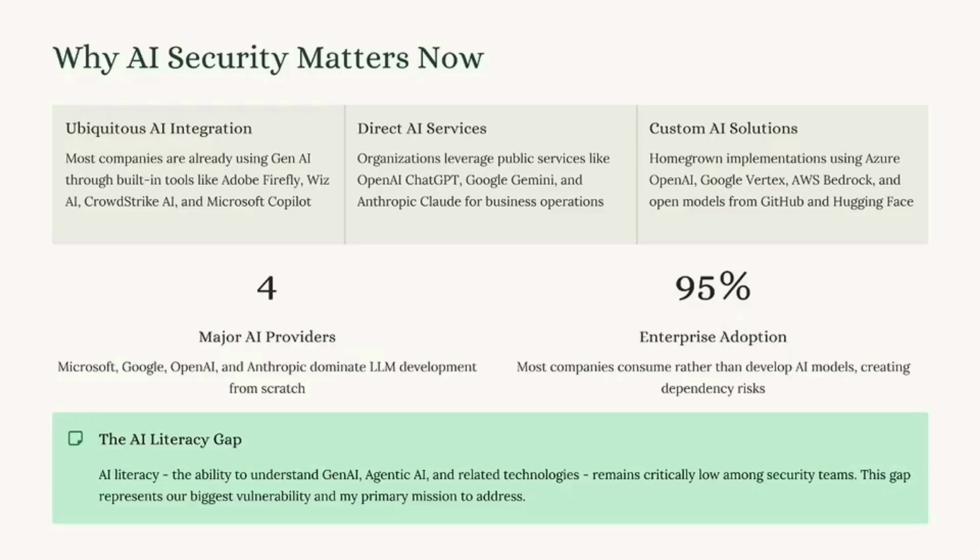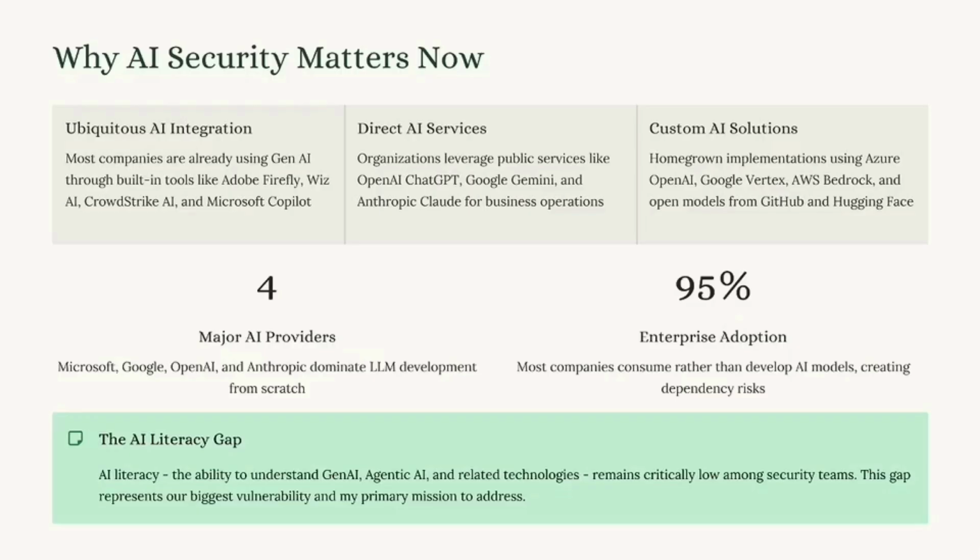So there's lots of directed services like OpenAI, ChatGPT, Google Gemini, and more. There's lots of custom solutions like Azure OpenAI and AWS Bedrock, where you can develop your own solutions. The major providers are Microsoft, Google, OpenAI, and Anthropic, probably gonna be more, but it's hard to get there. Some of these models are multiple billions of parameters, and the hosting and training of these models requires massive infrastructure. Enterprise adoption: this is my random figure, about 95% of the companies in the world are actually consuming some sort of AI model, and that creates all sorts of risks.